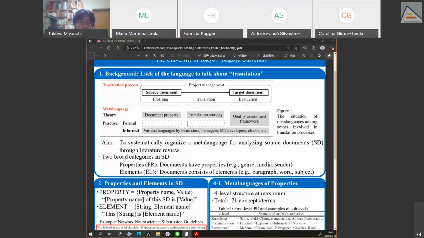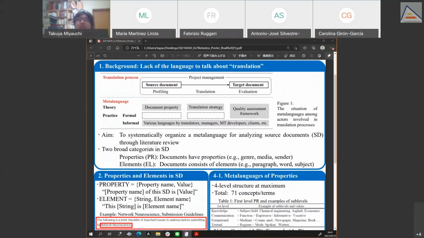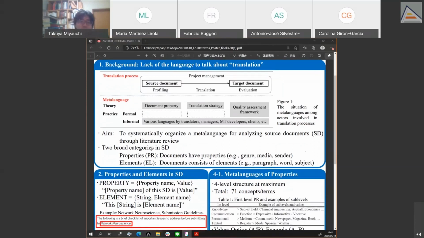The aim of this research is to systematically organize the meta-language for analyzing source documents, which is regarded as an essential first step to translate something. So first, we distinguished two broad categories in source documents: properties and elements. A document has properties such as genres, media, senders, and so on.